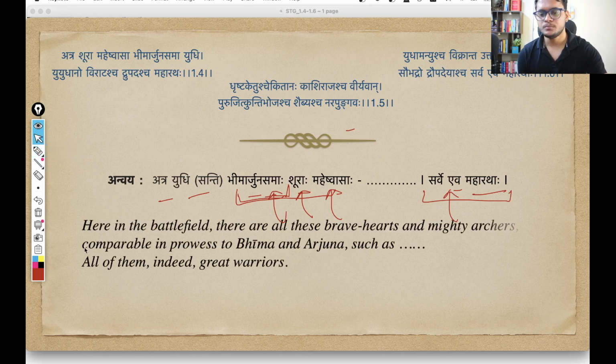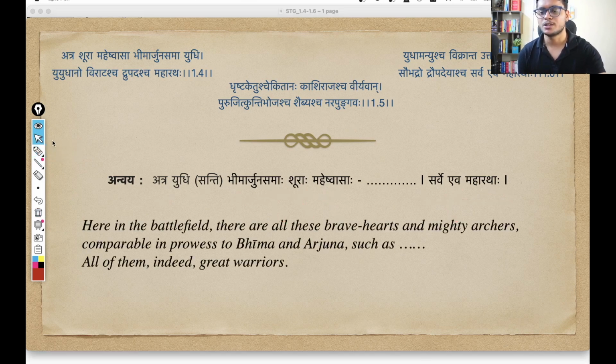Same thing you will find in the English translation also, that here in the battlefield, there are all these brave hearts and mighty archers, comparable in prowess to Bhim and Arjun, such as all the different names that we just saw, and all of them indeed great warriors. And this is the entire gist of the fourth, fifth, and sixth shloka.